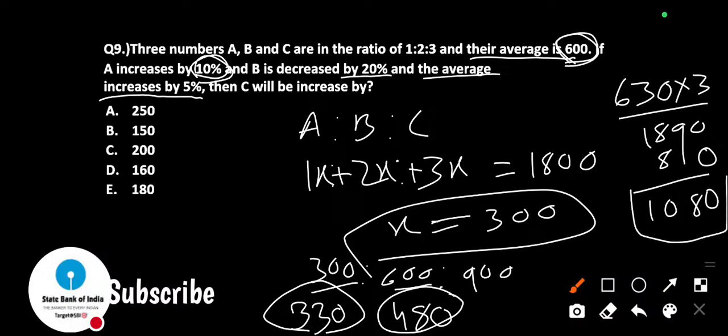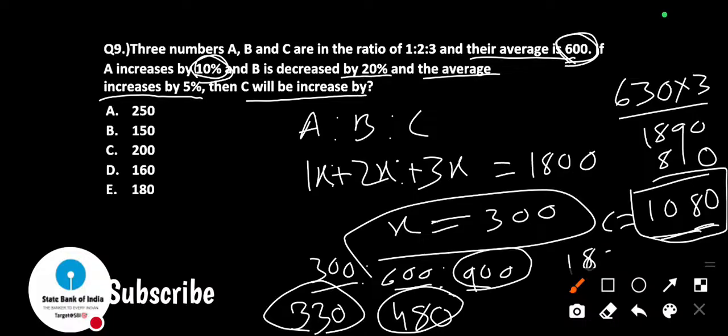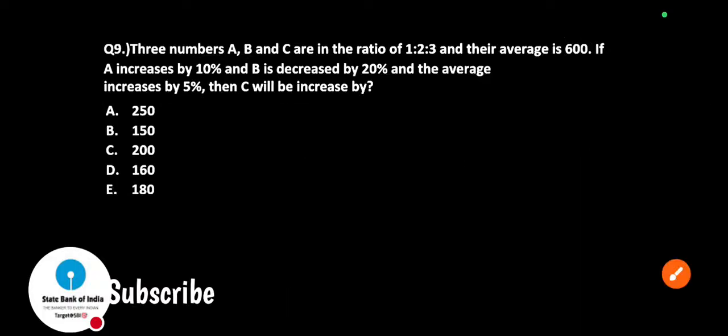This is for C. We got C's value as 1080. The question asked is: C will be increased by what? Initially the C value is 900. 900 becoming 1080 means it is increased by 180. Option E is our answer. Option E is the answer for this one.